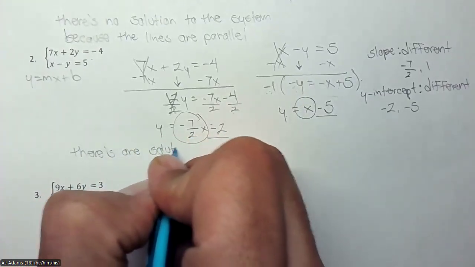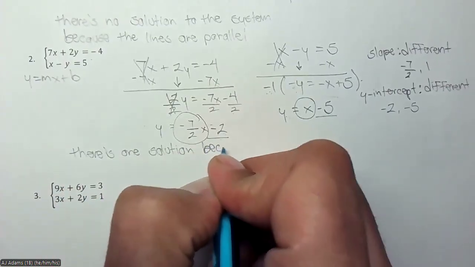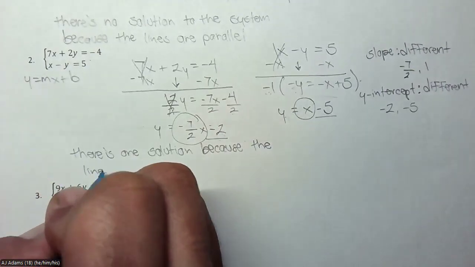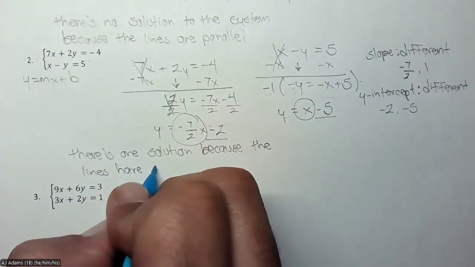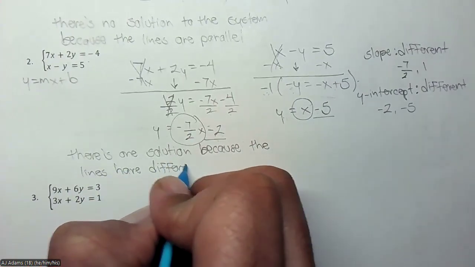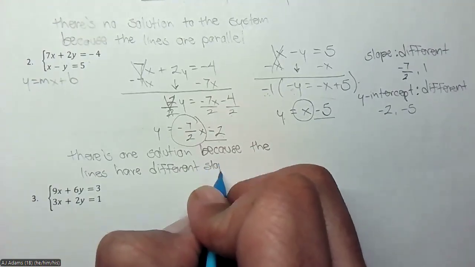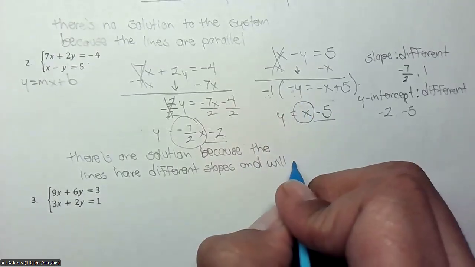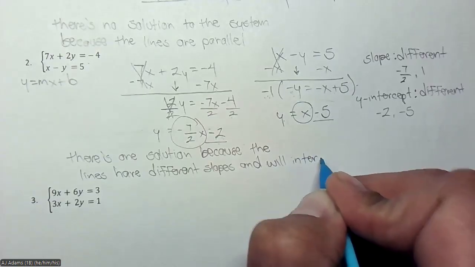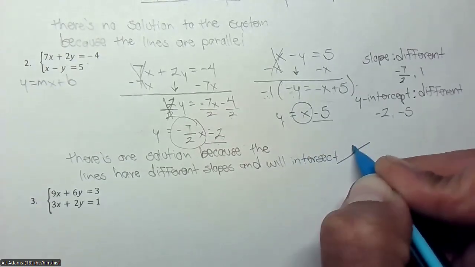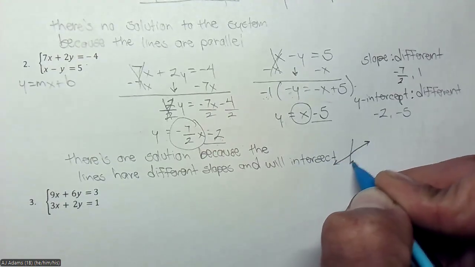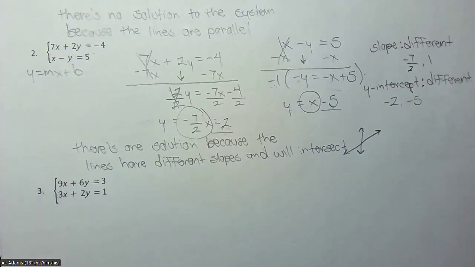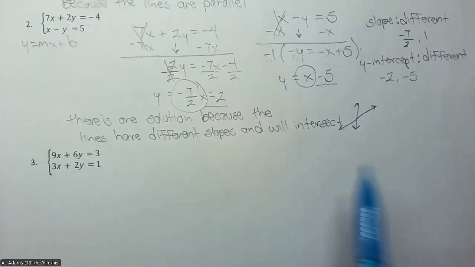There's one solution because the lines have different slopes and will intersect. That's not what the system of equations necessarily looks like. That's just a drawing to help remind us that when there are two lines with different slopes, they will cross.